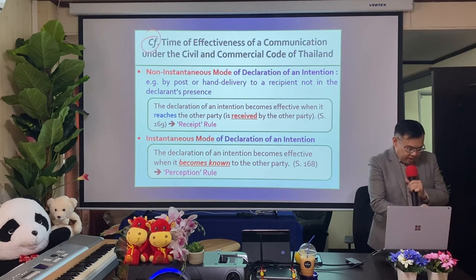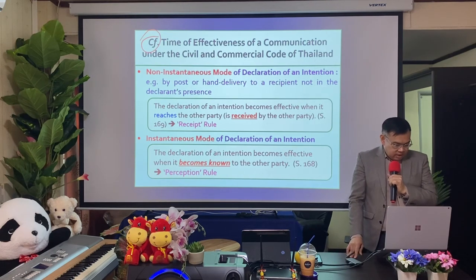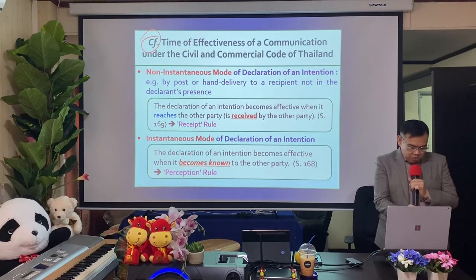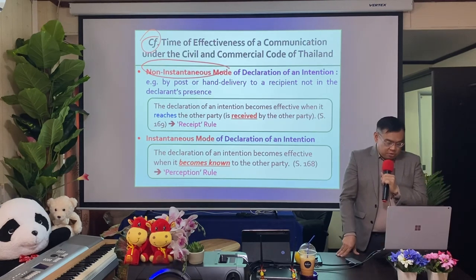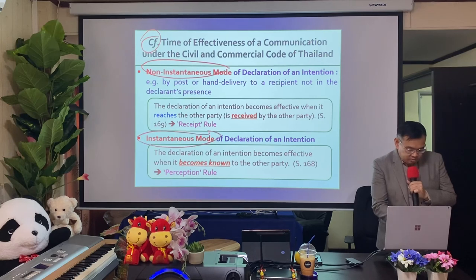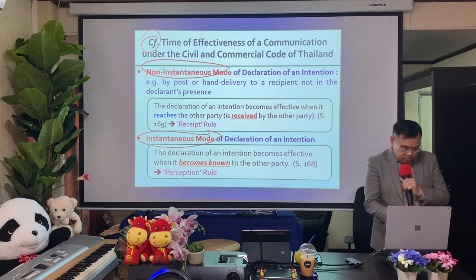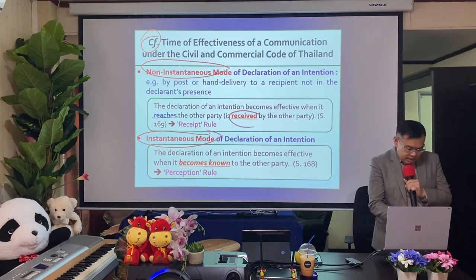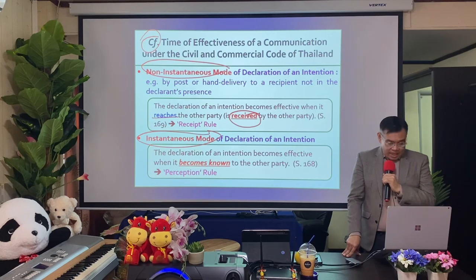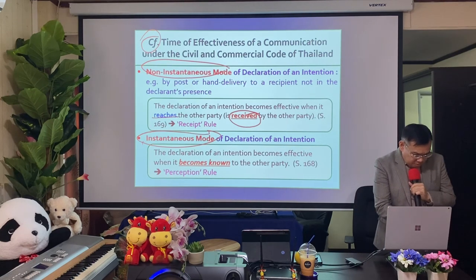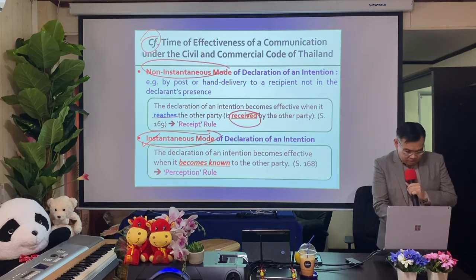If we try to compare the positions of Thai law and English law, we can see that in Thailand we have the distinction between two modes, a non-intensive mode and an intensive mode. With respect to a non-intensive mode, the declaration of intention will be effective when it reaches the other party, i.e. when it is received by the other party. But in the case of an intensive mode, it will become effective when it is known to the other party. So this is the perception rule.